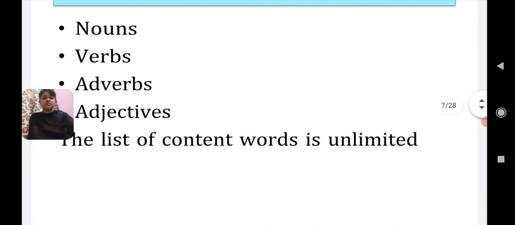The list of words is unlimited. Here we know this, that the words are unlimited. We cannot limit them in a particular framework.